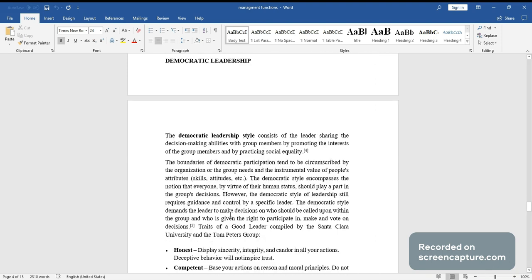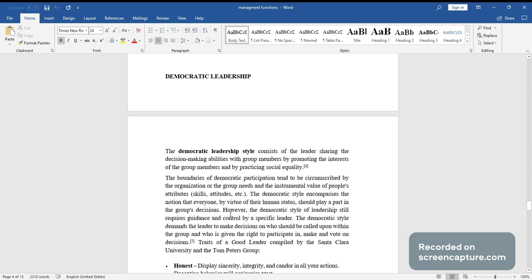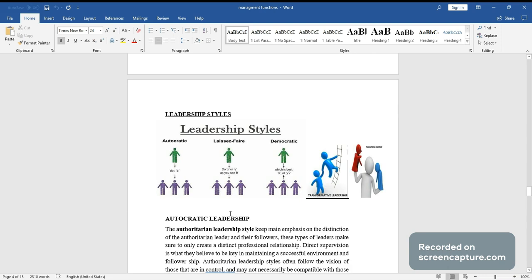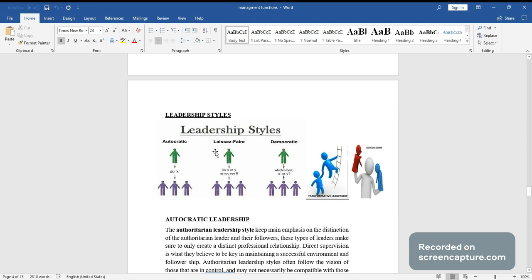The second one is democratic leadership. Democratic leadership can also be called the participative leadership style. The leaders share decision-making abilities with group members, promoting interest by grouping the members. We can see this in the middle one, this type of leadership style.